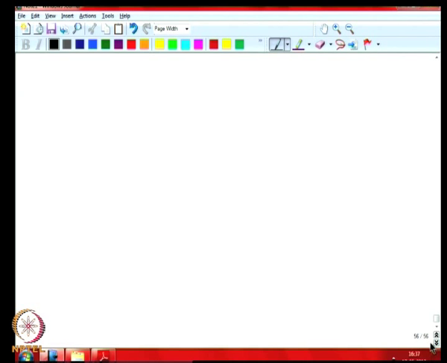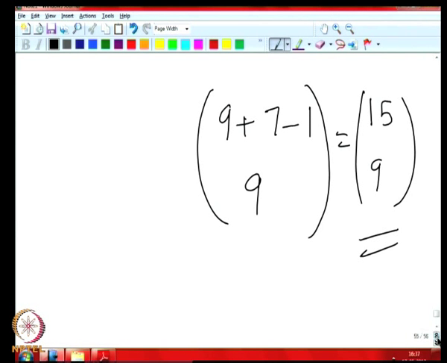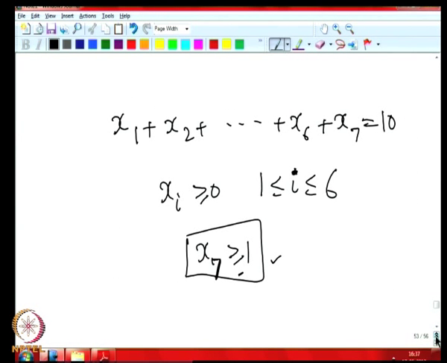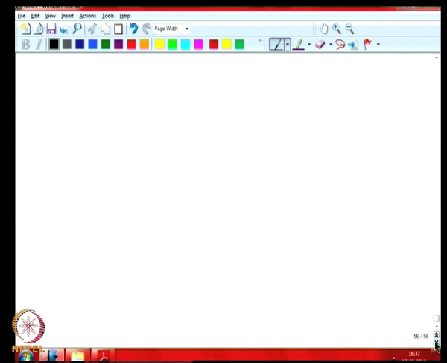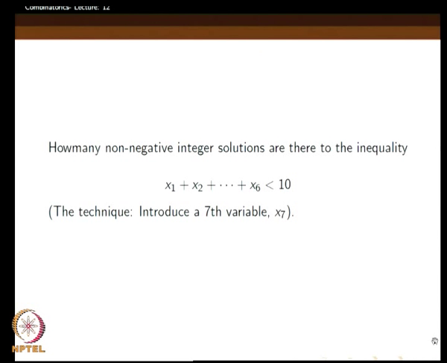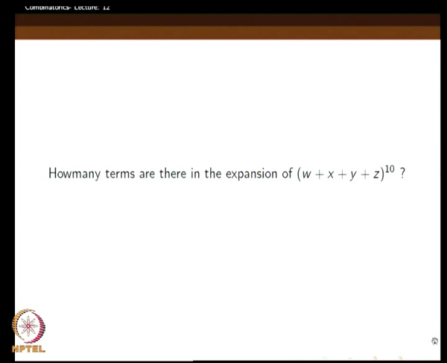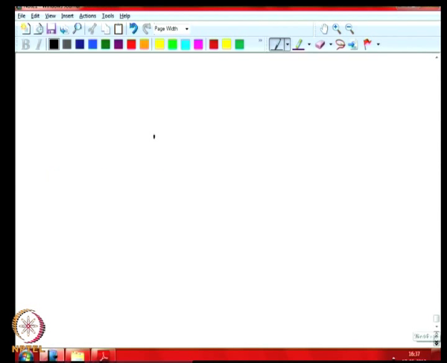But the initial trick was worth noting, because we first converted into an equality by adding a new variable to it. Now, the next question we consider is how many terms are there in the expansion of w plus x plus y plus z raised to 10?